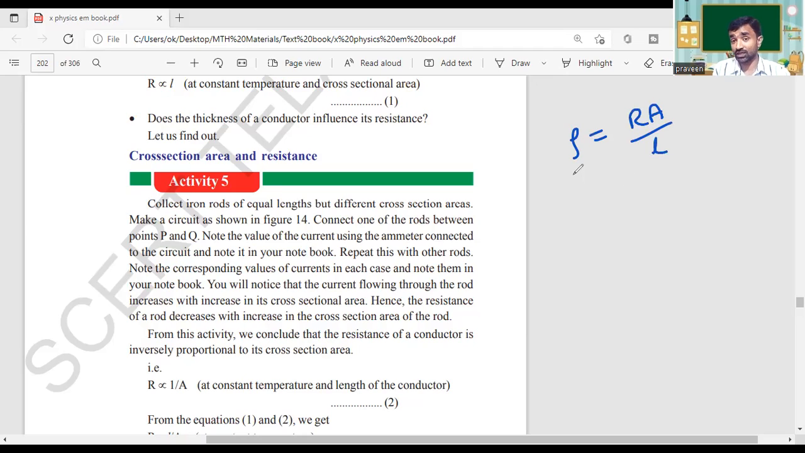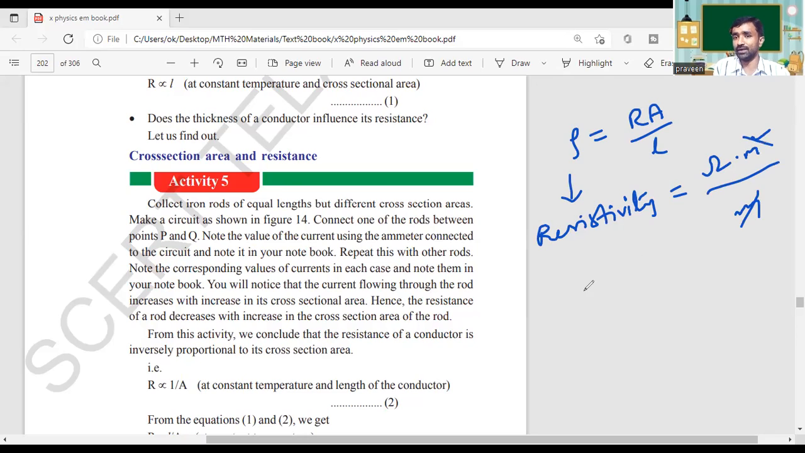What are the units of resistivity here? In the SI system, R takes ohms, cross-sectional area takes meter square, and length takes meter. So meter square and meter cancel partly. What remains? Ohm meter. So the units of resistivity are ohm meters.